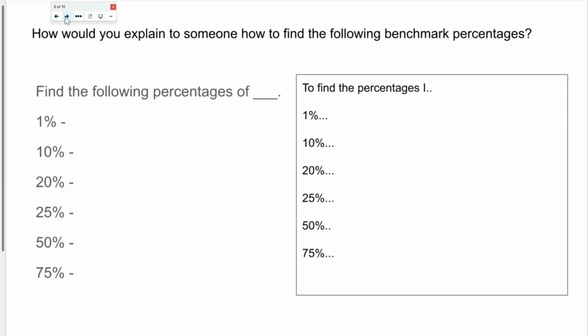All right, so now we're into percentages. How would you explain to someone how to find the following benchmark percentages? All right, let's find the percentages of 20. So first thing we need to do is figure out how to find these percentages. To get 1%, 1% is 1 out of 100. So what we would do is divide by 100. So 20 divided by 100 would be 0.2, because when you divide by multiples of 10, you simply move the decimal point. So 20 divided by 10 would be 2, then by 100 would be 0.2.